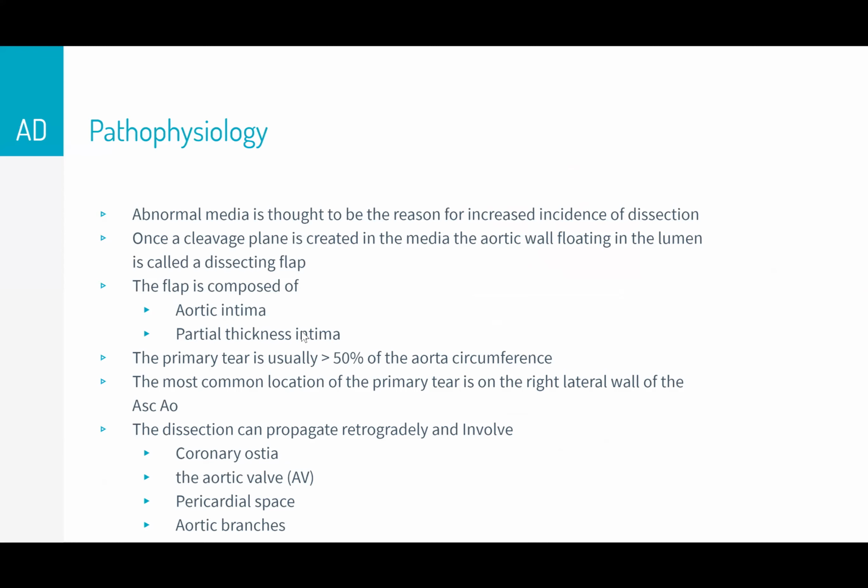The primary tear usually affects more than 50% of the aortic circumference. The most common location of the primary tear is on the right lateral wall of the ascending aorta. In Lawrence, I found that it says on the right anterior aspect, while reading and researching on the internet, I found most sources say that it's on the right lateral wall of the ascending aorta. The dissection can propagate retrogradely and involve the coronary ostia, the aortic valve, the pericardial space, and the aortic branches.